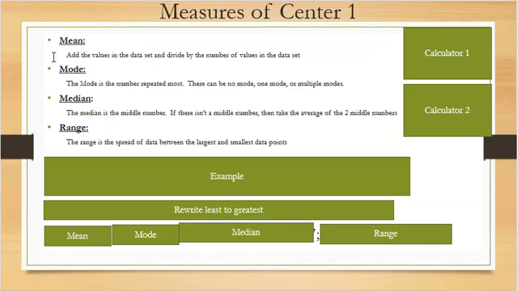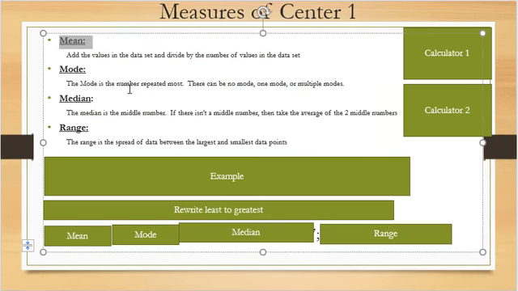The first thing we're going to talk about is the mean, and this is when you add the values in the data set and divide by the number of values in the data set. And then your mode is the number that's repeated most. And just remember, there can be no mode, one mode, or multiple modes.